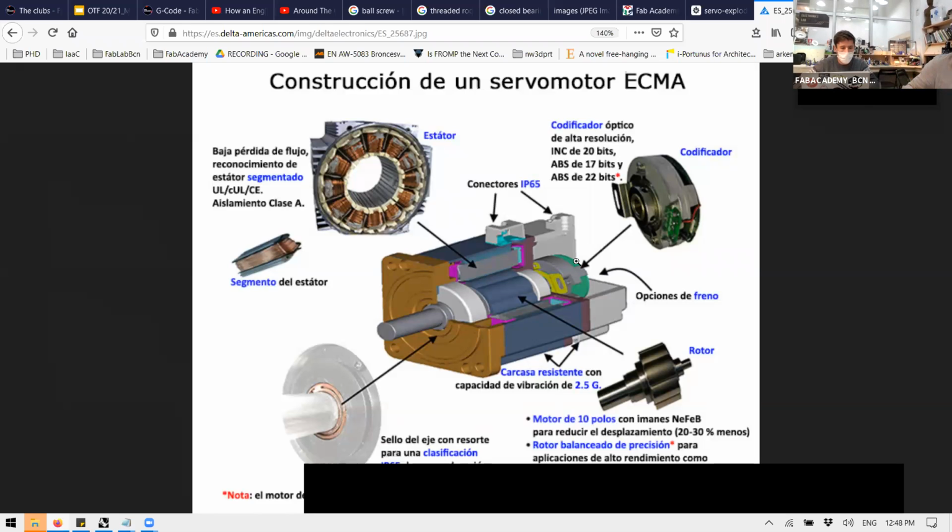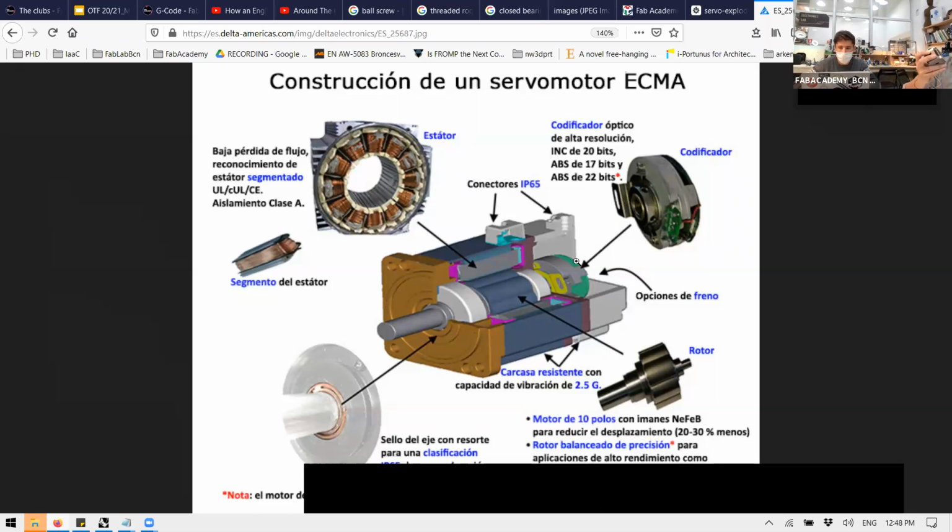For example, the dog of Boston Dynamics actually uses servo motors for all of its joints, because servo motors in general have 3 or 4 times more power per weight ratio than stepper motors. So from the same package, they are 4 times stronger in general.